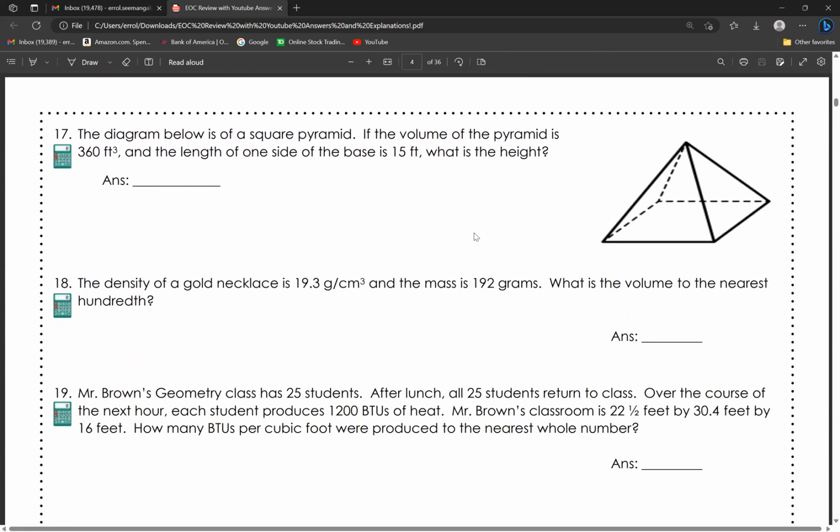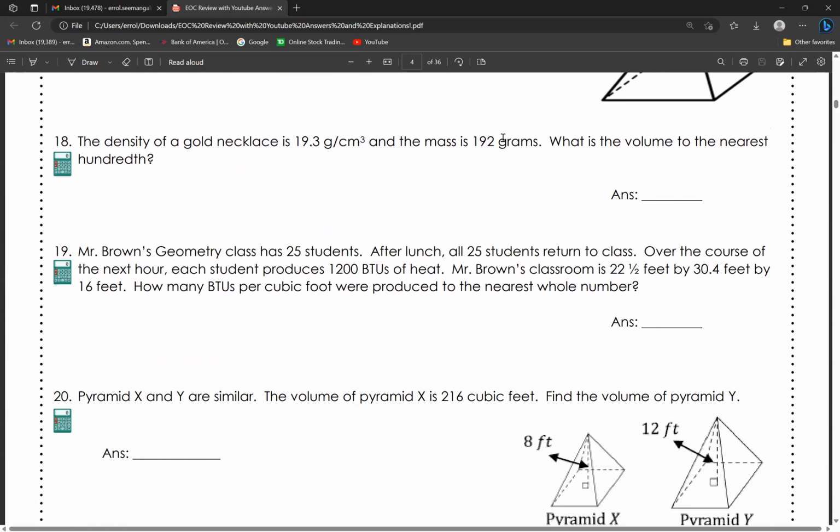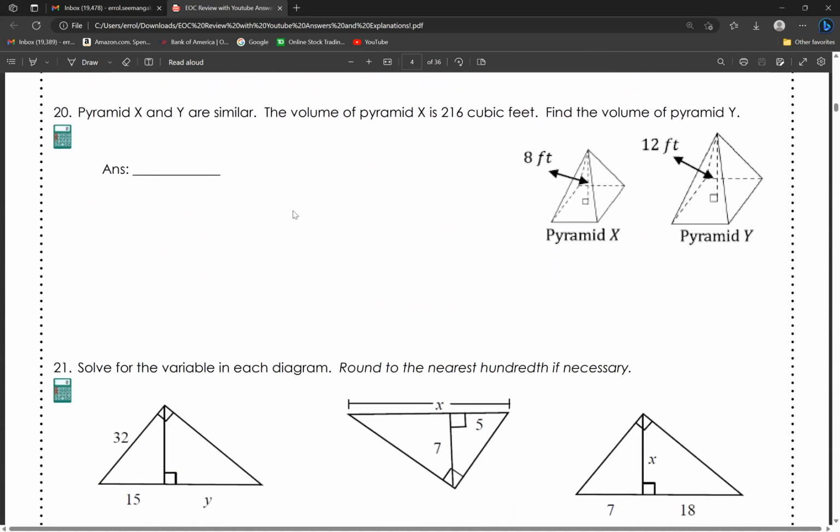The diagram below is a square pyramid. If the volume of the pyramid is given and the length of one side of the base is given, what is the height? Just use the formula for that one. The density of a gold necklace is given and its mass. What is the volume to the nearest hundredth? Just use a formula for that.